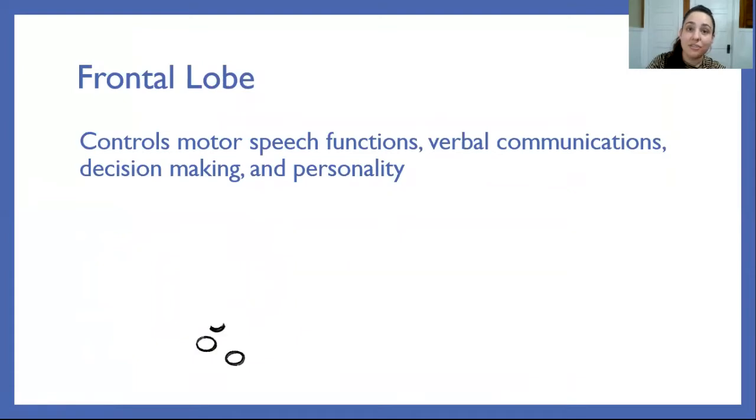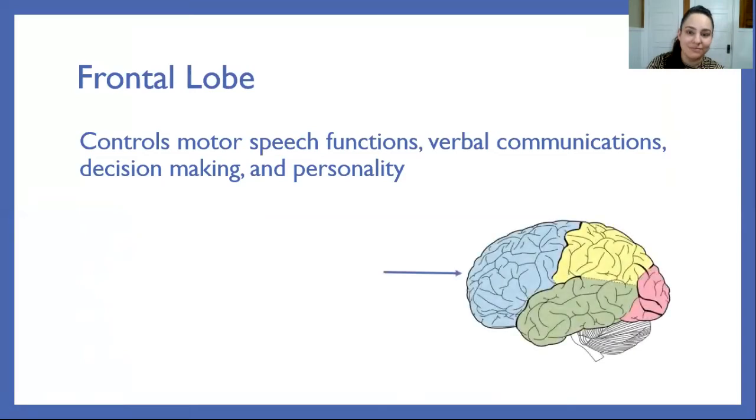First off is your frontal lobe. Your frontal lobe is right here inside of that frontal bone, the forehead area. It controls your motor speech functions, your verbal communications, decision making, and your personality. That all comes from the frontal lobe. We see it right here.